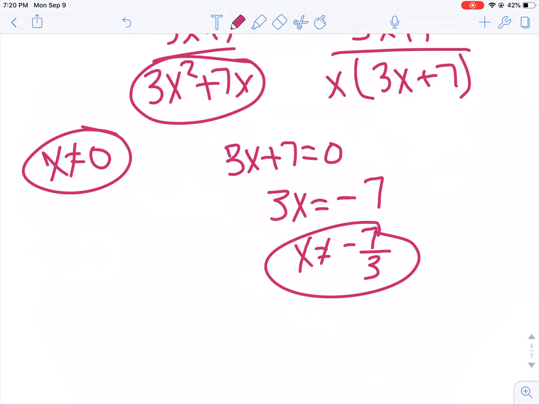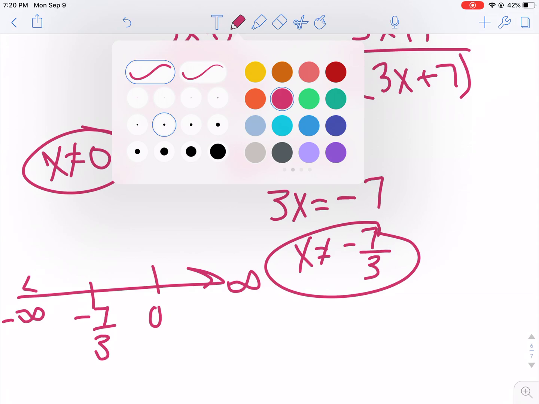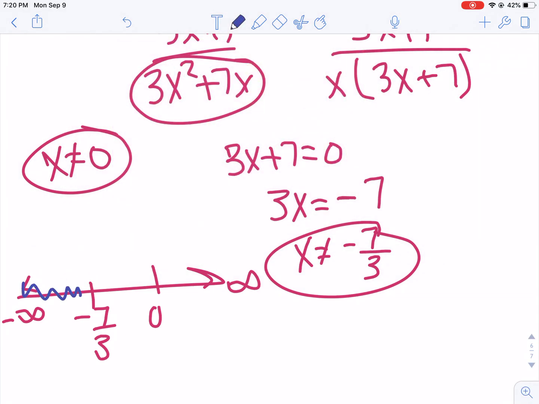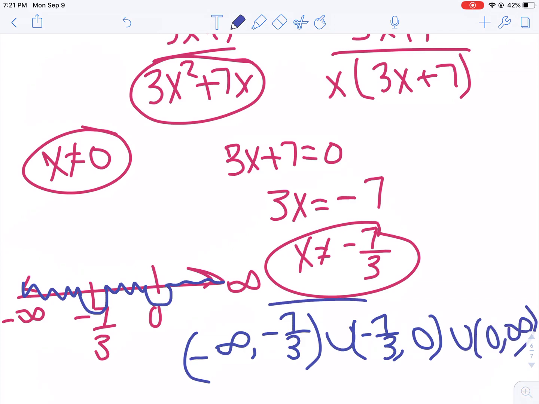When we do our domains, remember here is negative infinity, here's negative 7 over 3, here's 0, and then infinity is this way. So when we're walking and walking, go around the mine, walk, walk, walk, around the mine, walk, walk, walk. So negative infinity to negative 7 over 3, walk around the mine. Negative 7 over 3 to 0, walk around the mine. 0 to infinity. And then we union all of them. So this one will have 3.